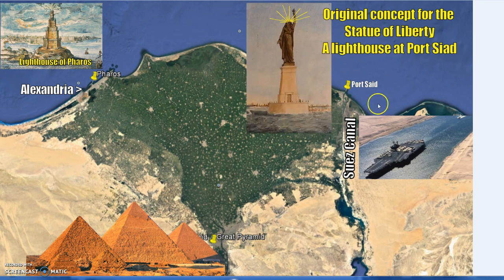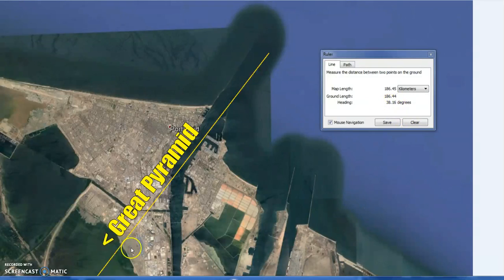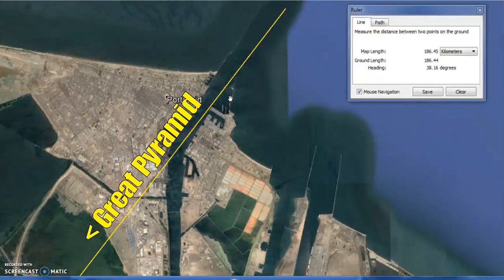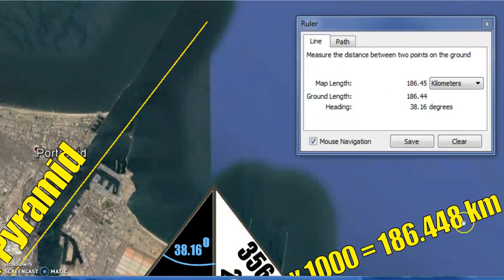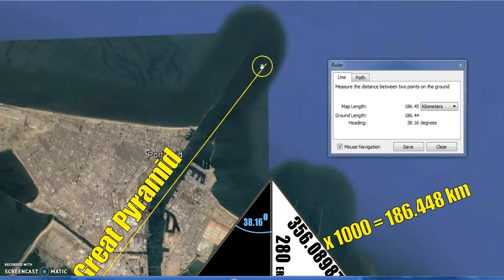Now, if we test that, also at Port Said, the original concept of the Statue of Liberty was of an Egyptian Arabian woman freed from slavery, and that was going to be a lighthouse as well. So another lighthouse. But if we project from the Great Pyramid out through, and use that pyramid angle, well, that line at 38.16 degrees runs right through the guts of Port Said. So, again, using the idealized measures, 38.16 degrees, multiply the slope of the 2D cross-section times 1,000, we get 186.448 kilometers. 186.45. So that's where it would be, just offshore.